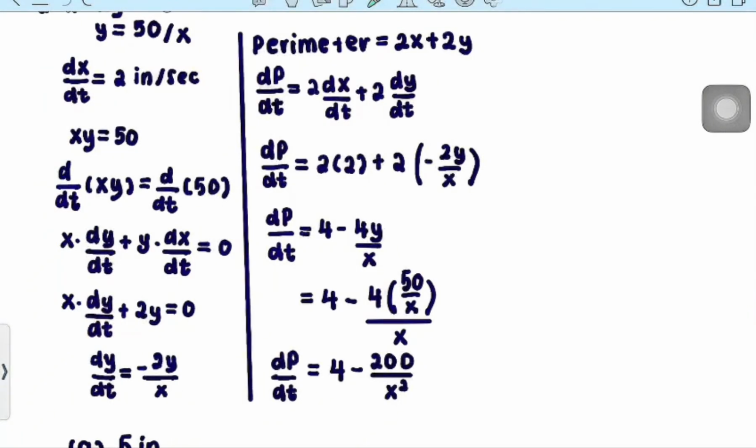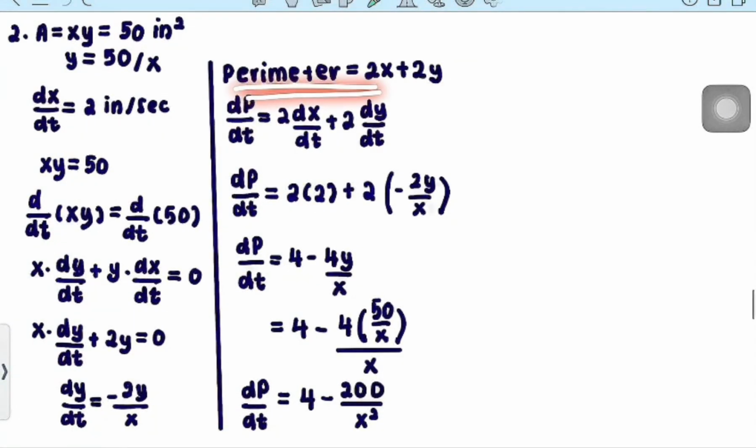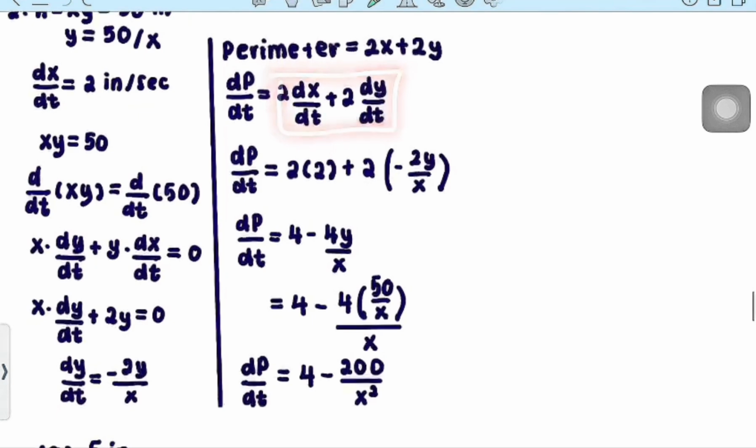And next, we want to find how fast the perimeter is changing. The formula for the perimeter of a rectangle is perimeter equal to 2x plus 2y. So to find the rate of change of the perimeter, we need to differentiate perimeter with respect to time, so dp over dt, and just differentiate like the basic one.